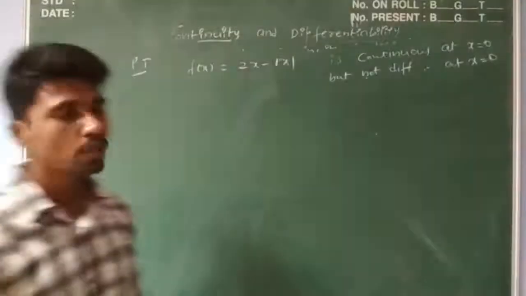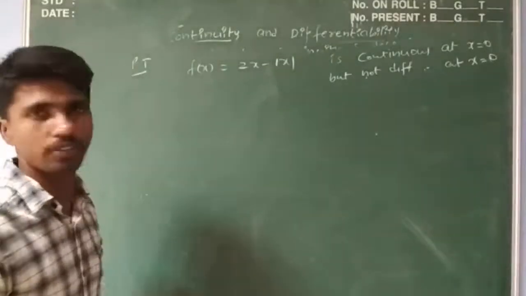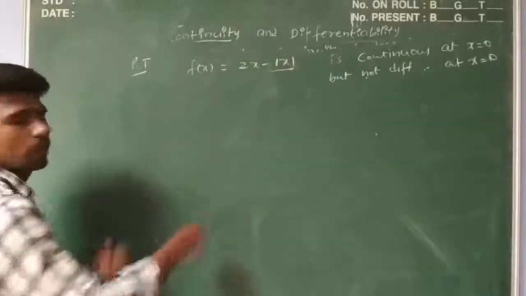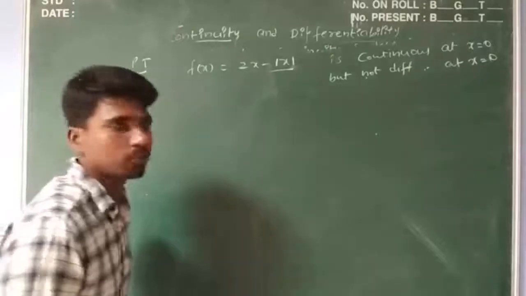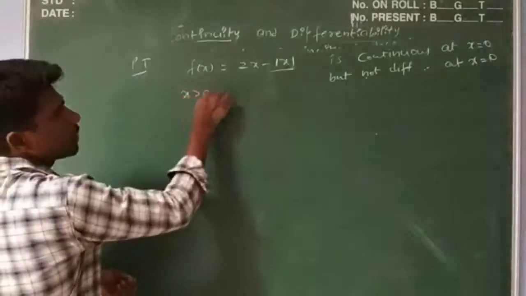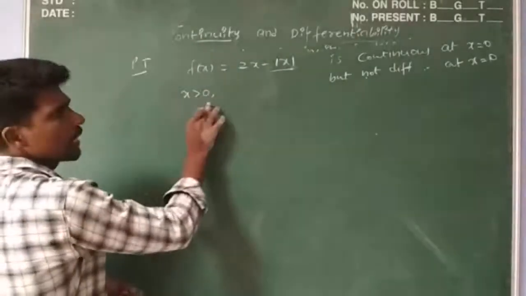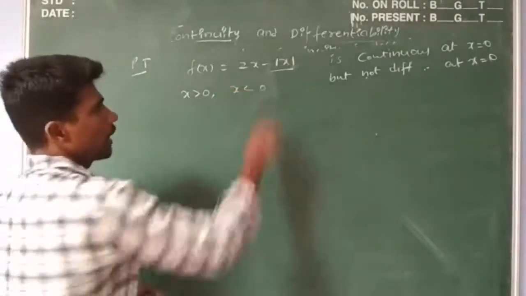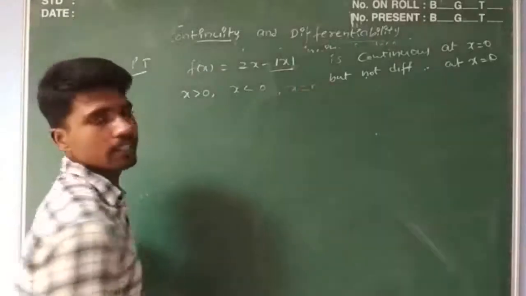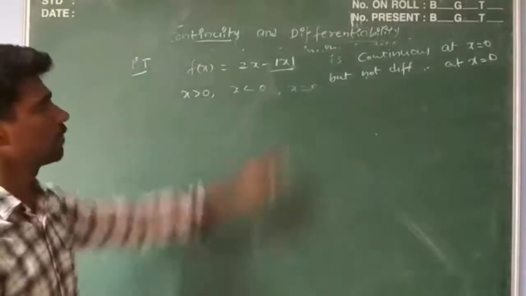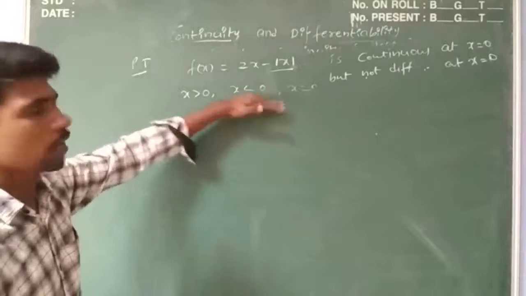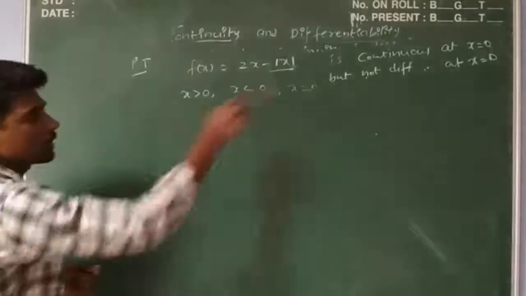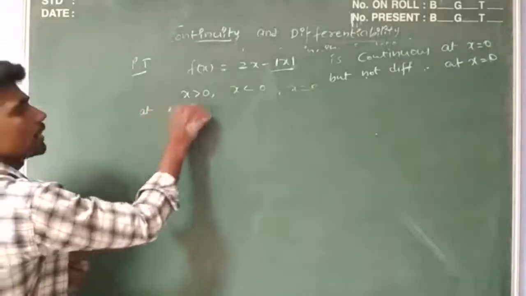Right? So we have to prove it is continuous. And we have a modulus. Then how f of x behaves for x greater than 0, how it behaves for x less than 0, and at x equal to 0, modulus of x is equal to 0. Now according to this, I have to examine its continuity at x equal to 0.